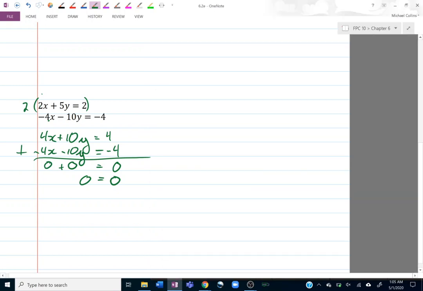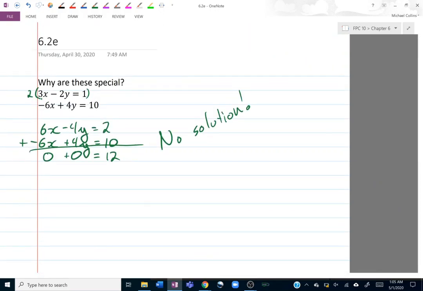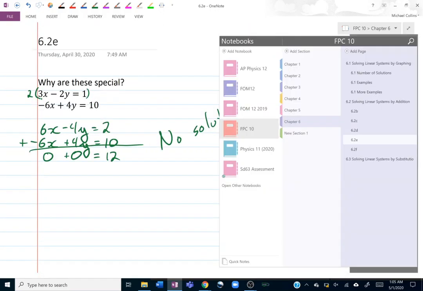So this one, there is an infinite number of solutions. If the left-hand side equals the right-hand side and there's no variable, then there is an infinite number of solutions. But if the left-hand side doesn't equal the right-hand side and there's no variable, there are no solutions.